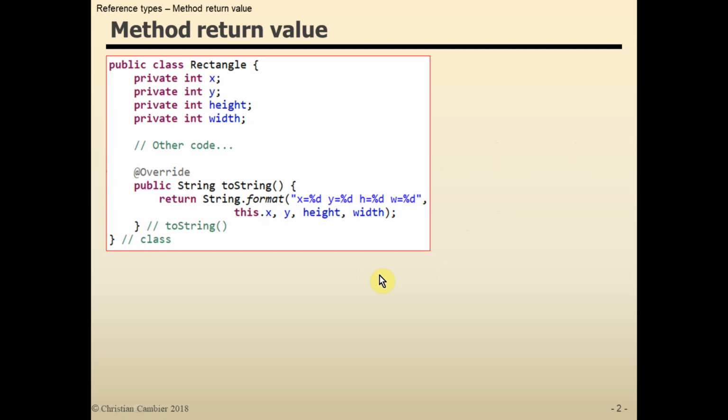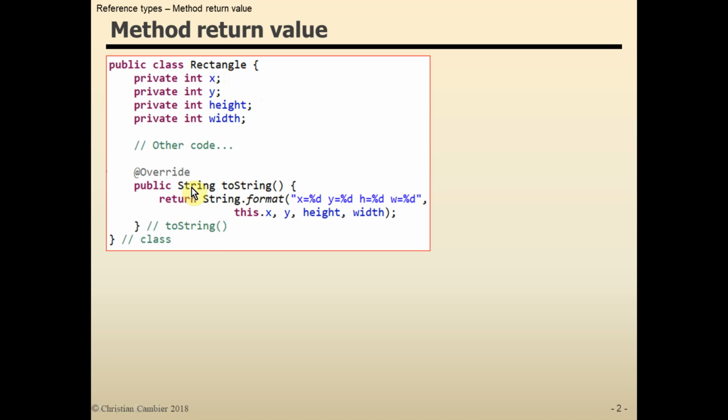Okay, the code I'll use consists of two classes: a rectangle class with four properties, x, y, height, and width, plus a toString method. Now, toString is a method that is inherited from the implicit base class called Object. It is recommended to override this method. It must return a string. Stated more correctly, it must return a reference to a string object.